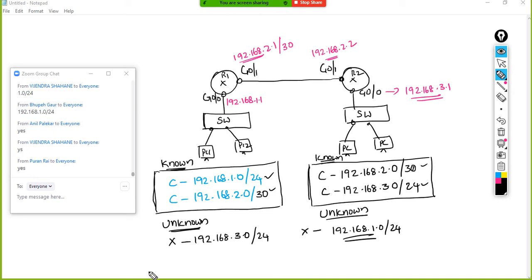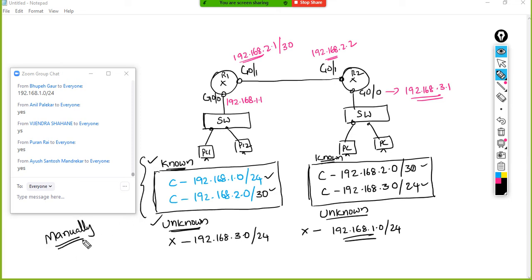So this is exactly what you are going to do in static routing, guys. First you are going to check the known networks, then after that you can check the unknown networks. Everything the administrator is going to do manually. That's why we call it static routing. Everybody understand why we call it static routing?